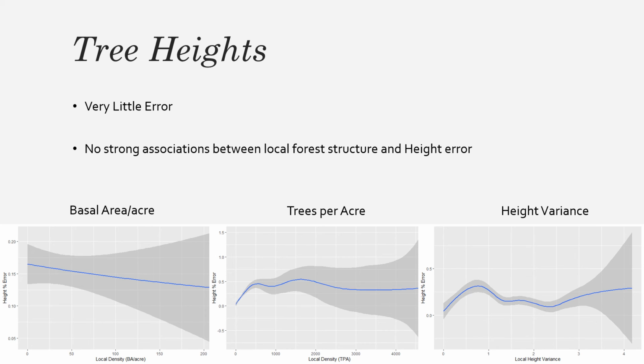When it came to our tree heights, we had very little error, which was to be expected since the line of sight for treetops is generally pretty clear. So as a result, we really don't see any strong associations between our local structure and error in heights.